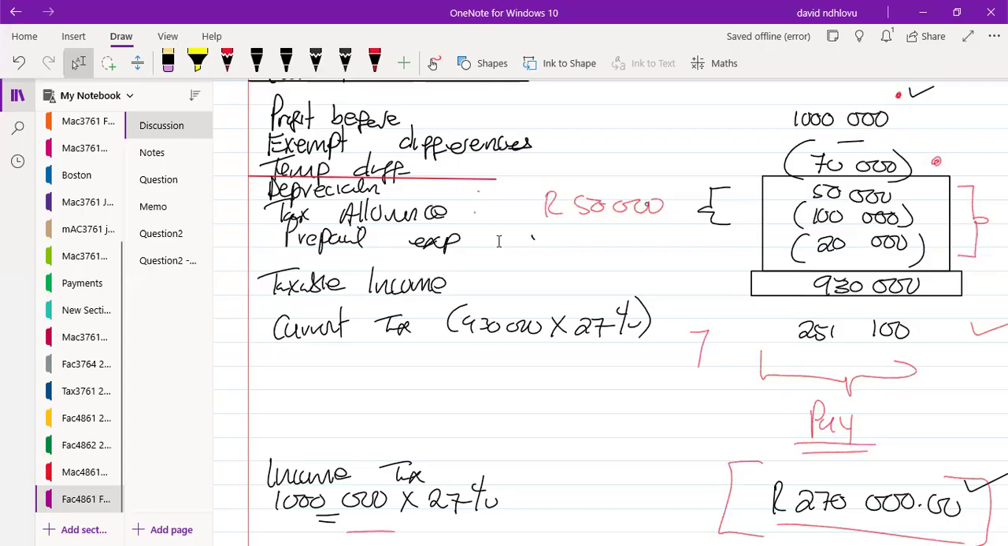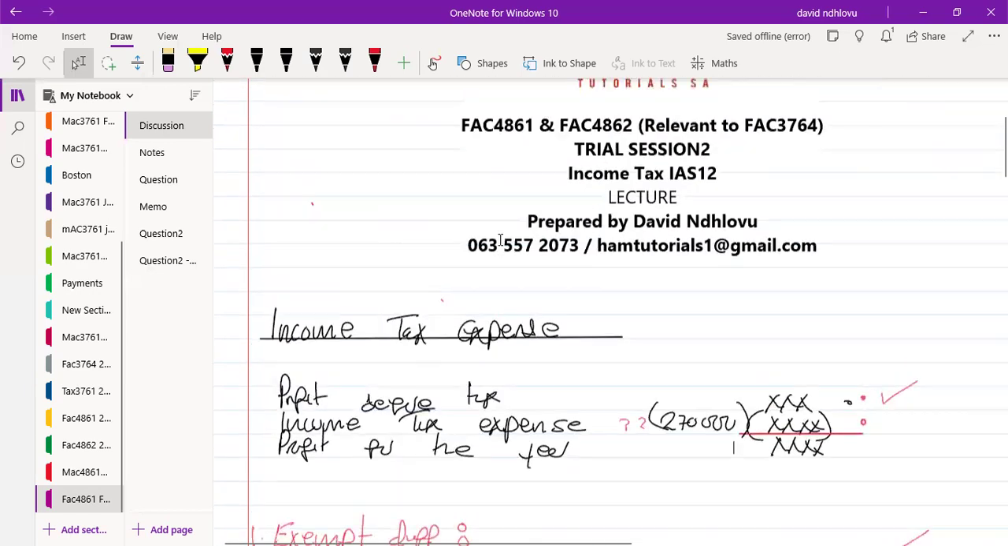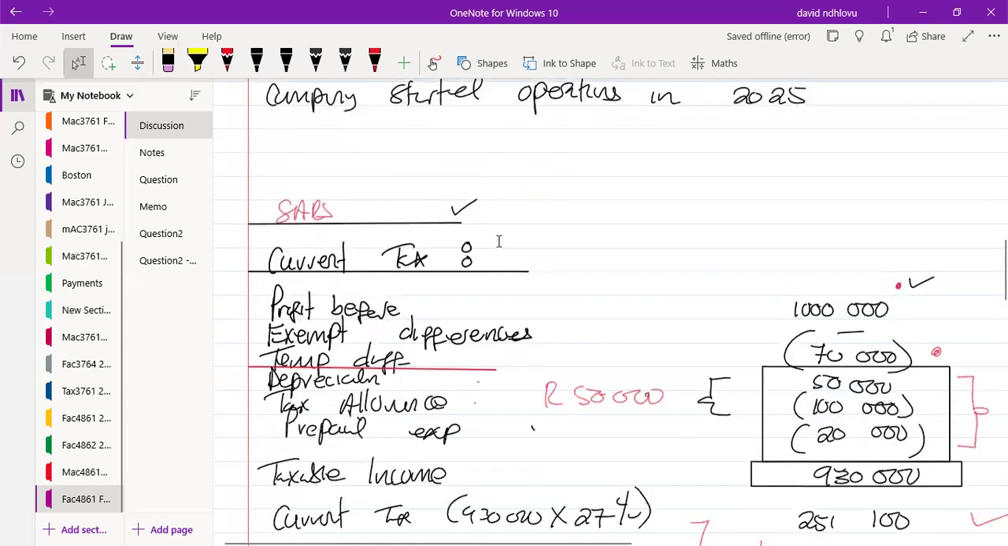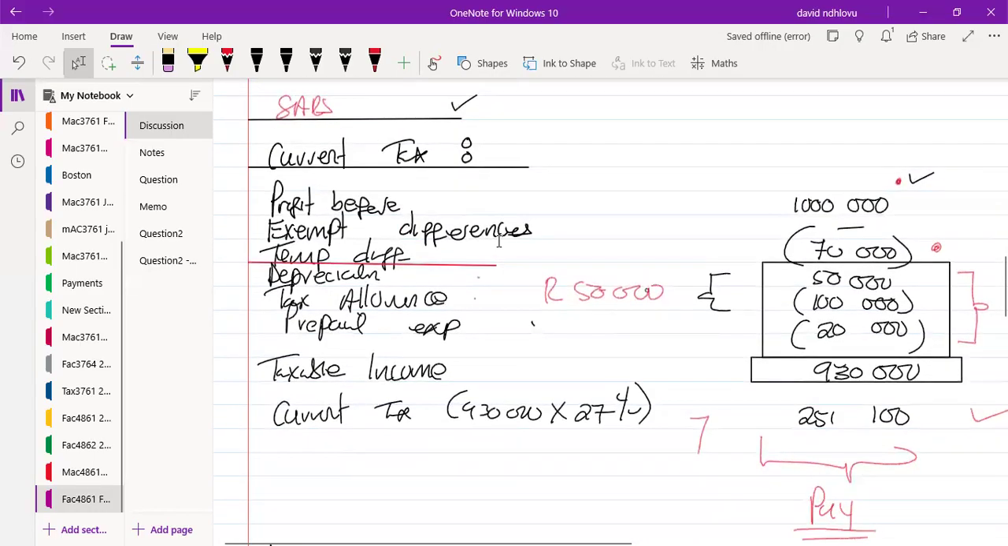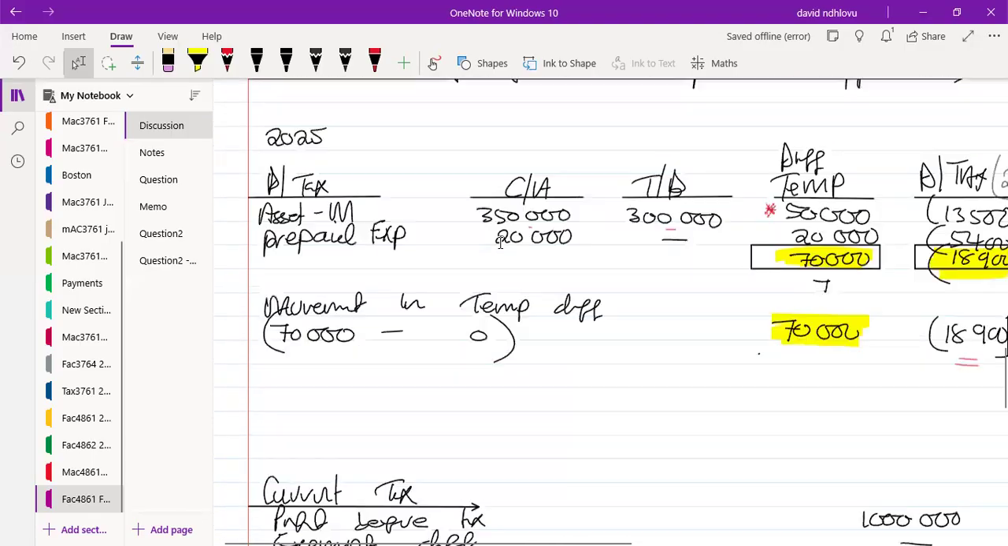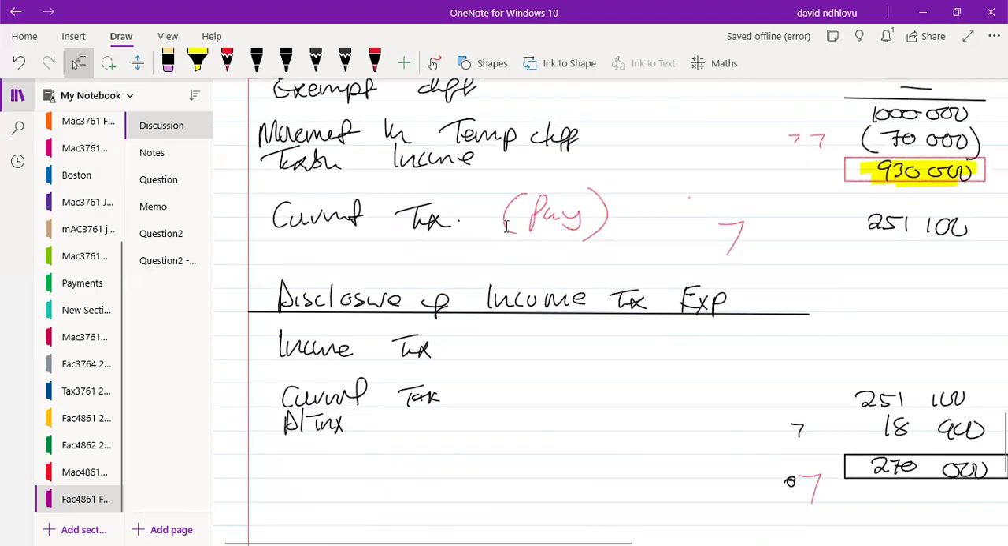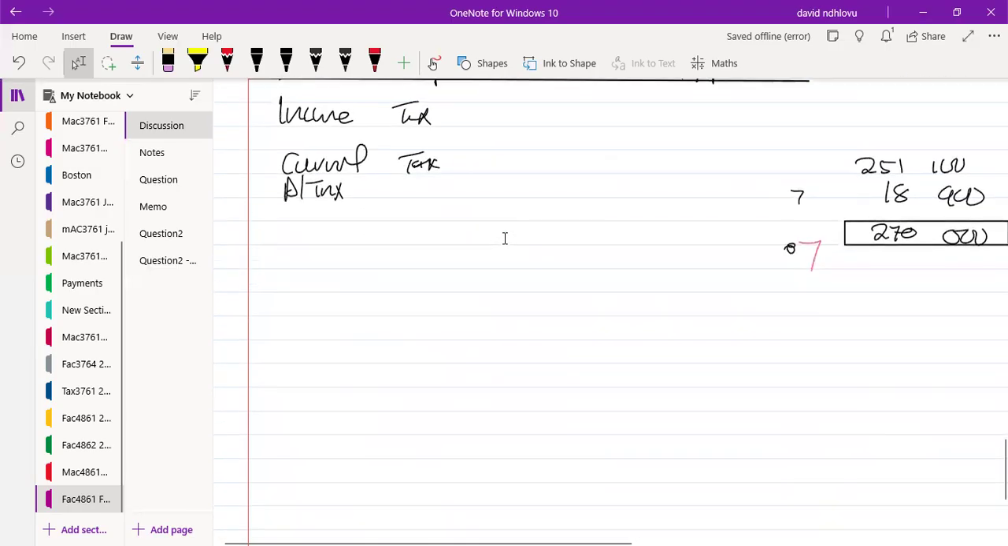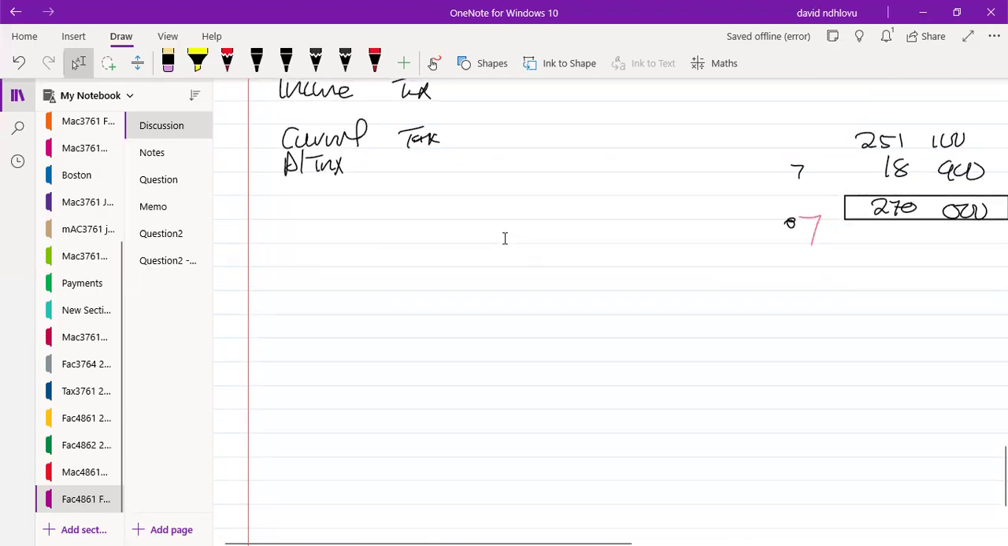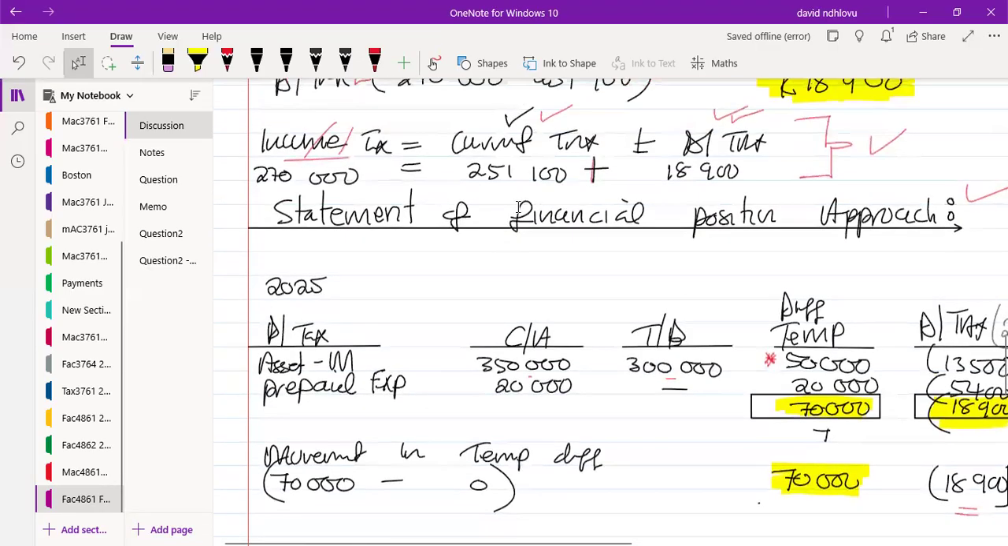Okay. Right. If you go maybe to the study guide, initially they will show you this method just for learning purposes. But they will tell you that in our exams, we are going to exclusively use the statement of financial position approach. So what we need to do is use the statement of financial position approach in our calculations. But if you want to have a proper understanding to be able to explain to someone what deferred tax is, you need to have an understanding of what we did prior.